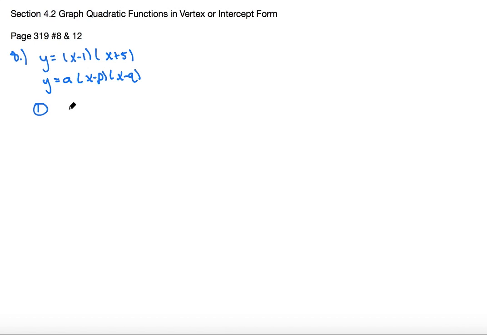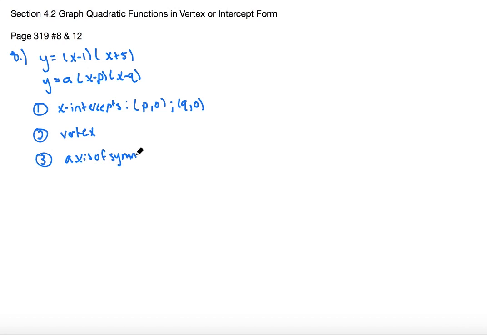number one, we first find the x-intercepts because those are easy to find right off the bat. So the x-intercepts are going to be p comma 0 and q comma 0. Now the next two things, again, they go together, are going to be the vertex and the axis of symmetry. And then number 4, we're just going to have to find another point.